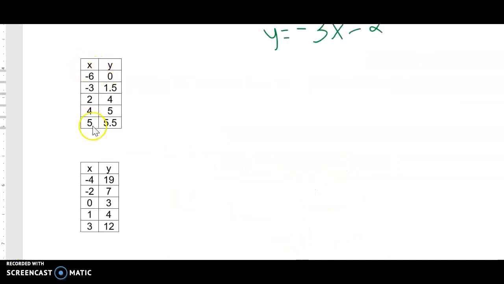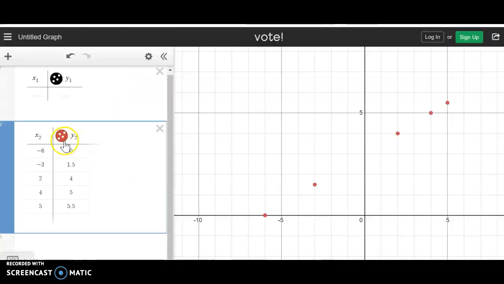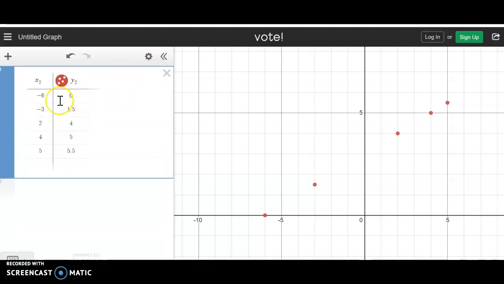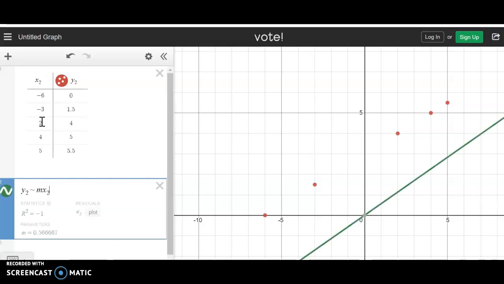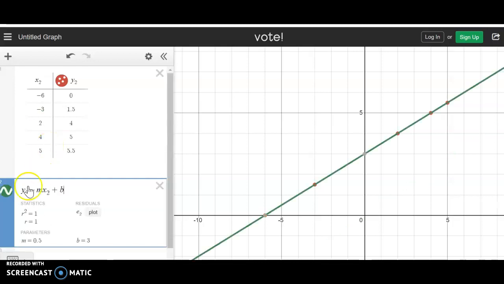I'm going to now take this next set of data, and I'm going to do the same thing. I'm going to put it into Desmos. And here my information is in Desmos, and then I'm going to do the expression. So y2 mx2 plus b. I notice that my correlation coefficient is 1, and 1 means that it is a perfect positive correlation. My slope is 0.5, and my y-intercept is 3.